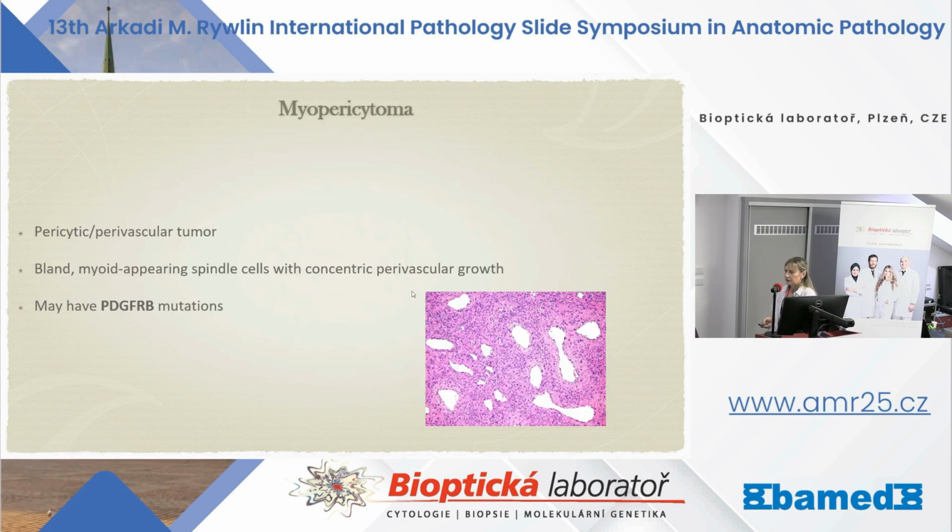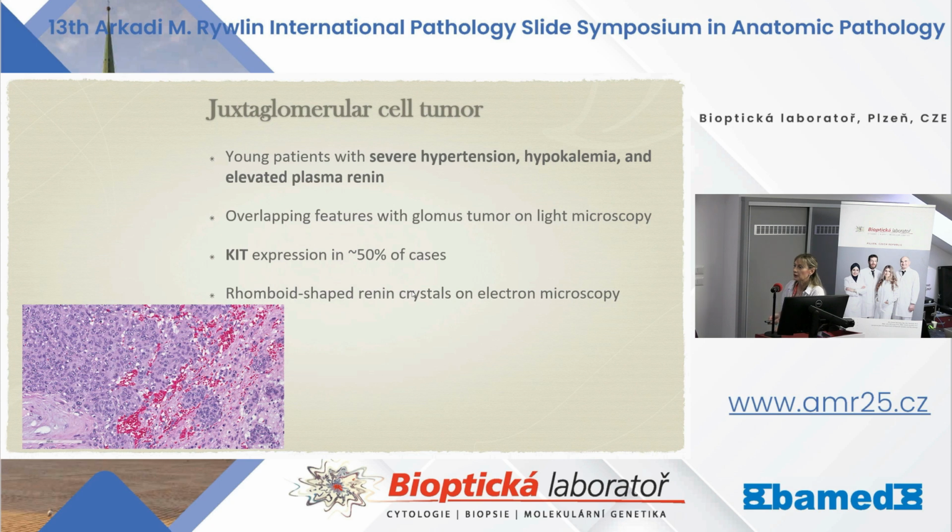So, differential diagnosis is with myopericytoma, that is a pericytic perivascular tumor, with blunt myoid-appearing spindle cells with concentric perivascular growth, and may have PDGFRB mutation. Or with extraglomerular cell tumor, but generally they are young patients with severe hypertension, hypokalemia, and elevated plasma renin. And they have overlapping features with glomus tumor on light microscopy, but KIT expression is present in more than 50% of cases, and also they have renin crystals that we can see on electron microscopy.